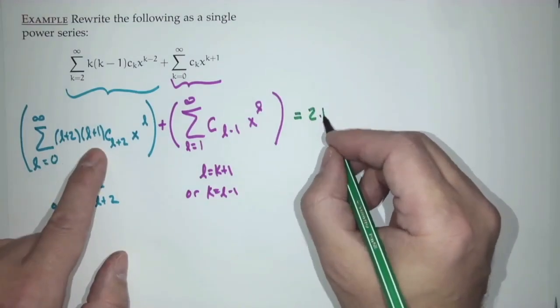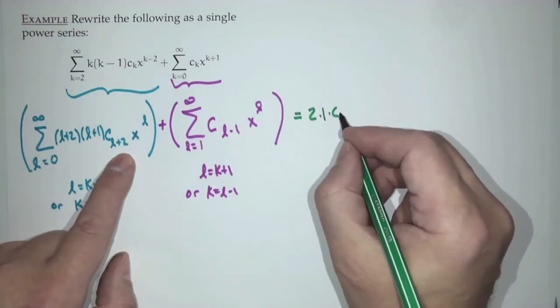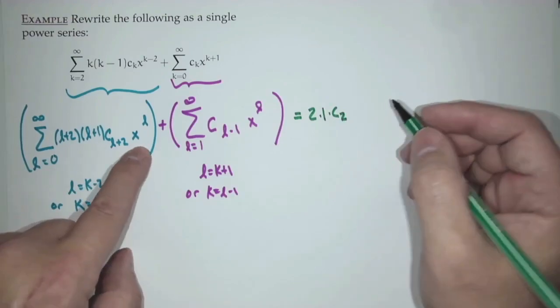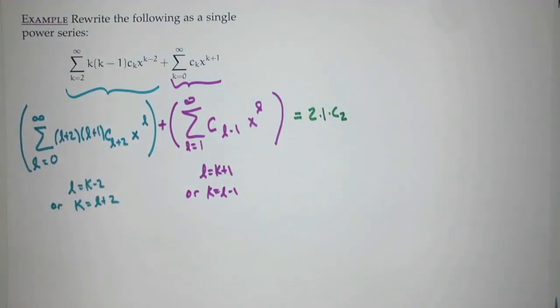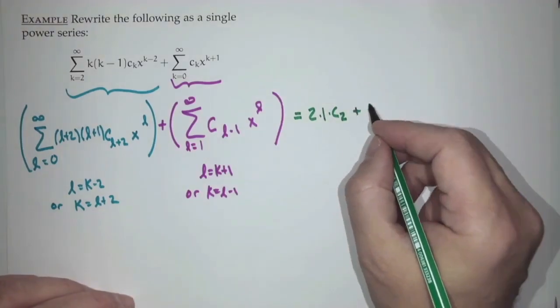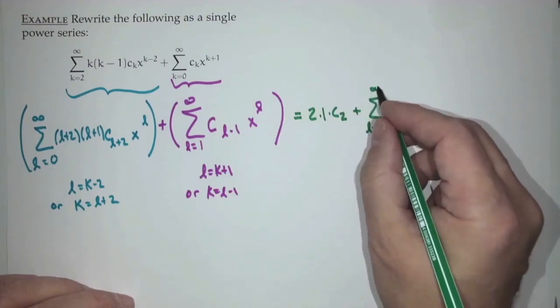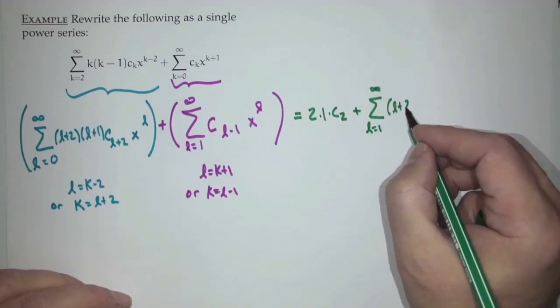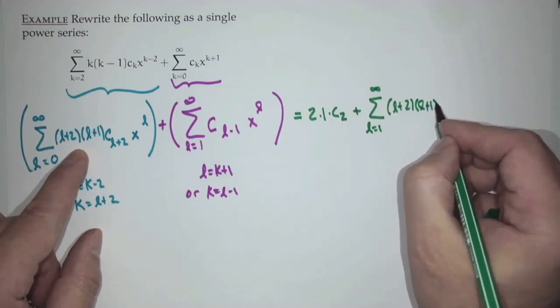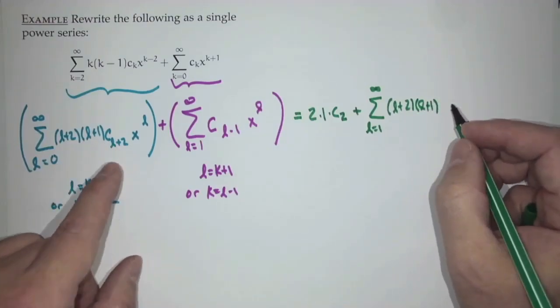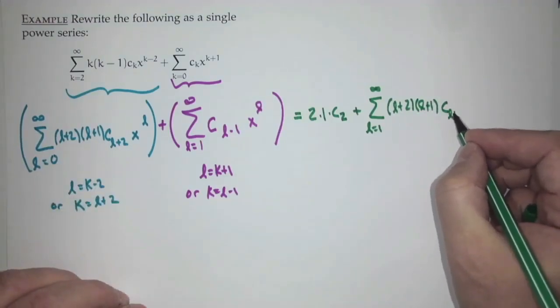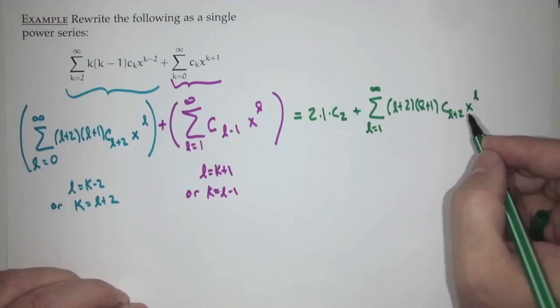2 times 1 times C2, and x to the 0 is 1. Okay, then we pull off the first term. Then we have the remaining terms, 1 to infinity. But it's still the same sum. The only thing we've done is pull off the first term. So it's still the sum of L plus 2, L plus 1, C L plus 2, x to the L.